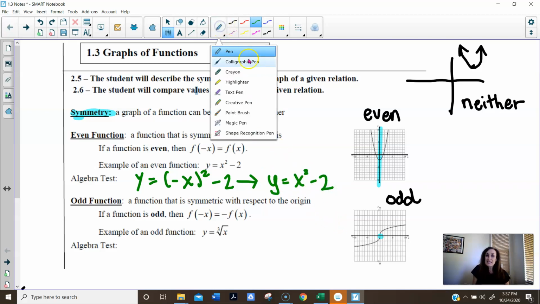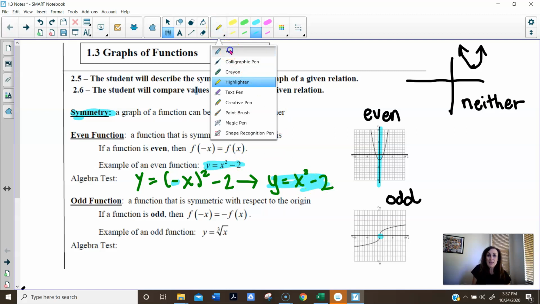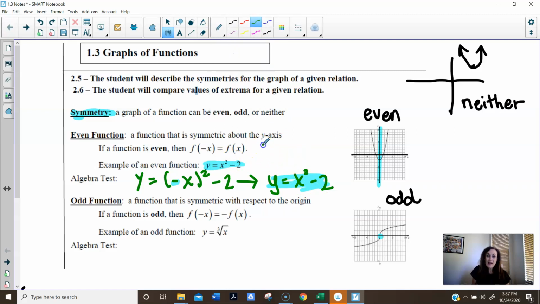Because this is exactly the same as the original, here's the original function, and when I put in the opposite of x, here's the new function. You can see that these are both exactly the same. If they end up exactly the same, then we know that the function is going to be even. So that is an example of an even function.